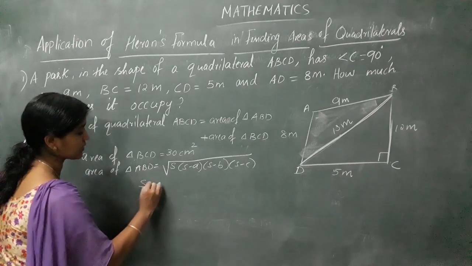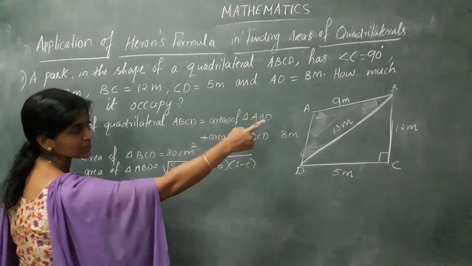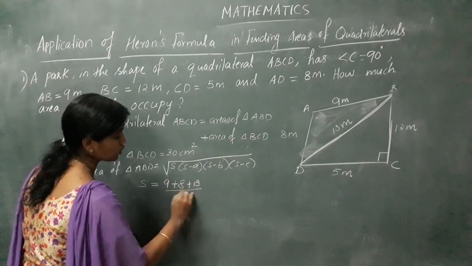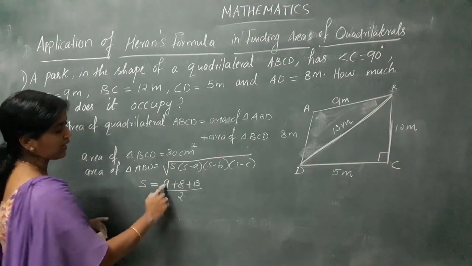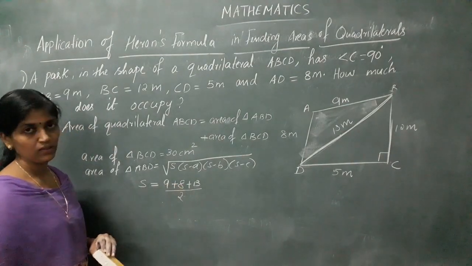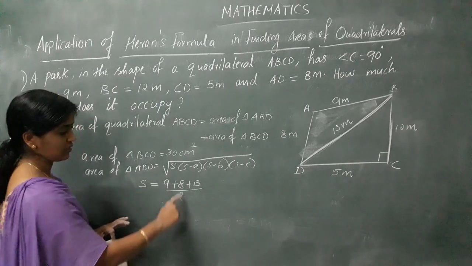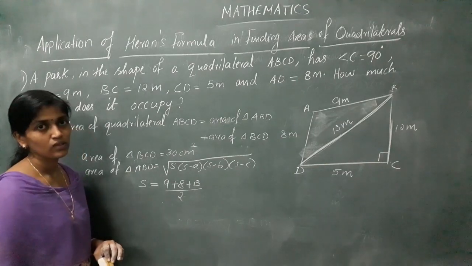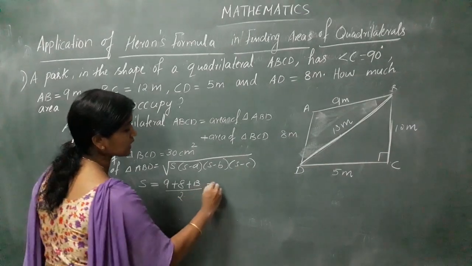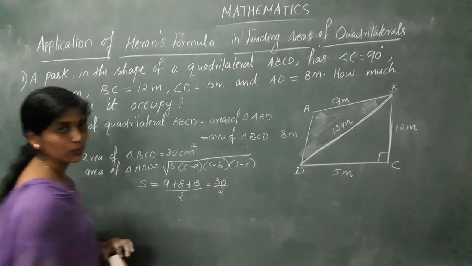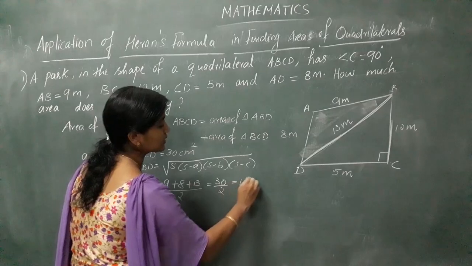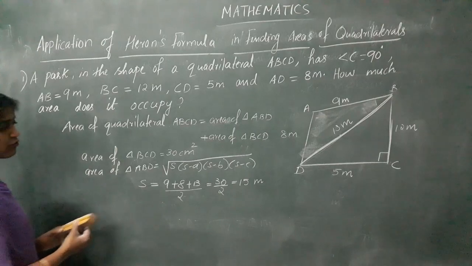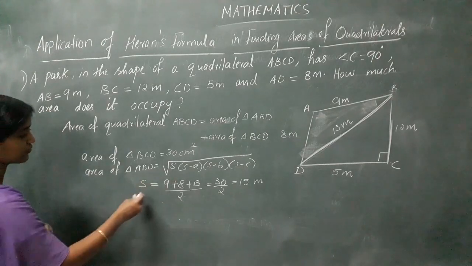So first we have to find S. S is equal to A plus B plus C divided by 2. So which are the measurements here? 9 plus 8 plus 13 divided by 2. Clear? 9 plus 8, how much is it? 9 plus 8 is 17. 17 plus 13. So 17 plus 10 is 27, plus 3, 30. So it is 30 divided by 2. So S is equal to 30 divided by 2, which is 15. 15 meter. Clear? Now you have to find the area of triangle ABD.